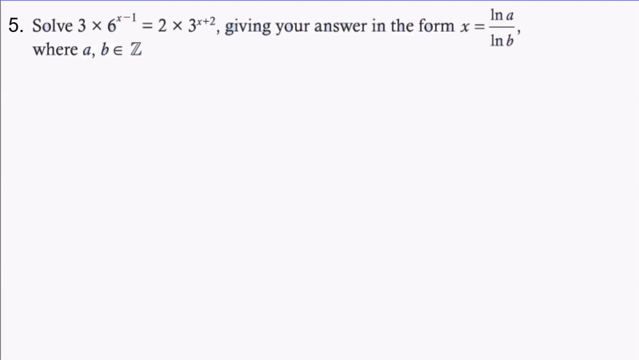Okay, I'll move on, working with exponential and logarithmic equations. So solve this, giving your answer in the form of x is equal to that. So they want an exact answer. The first thing that we need to do here is take the logarithm of both sides, because they want us to give our answers in terms of ln a and ln b. We'll take natural logarithm of the left and the right hand side.